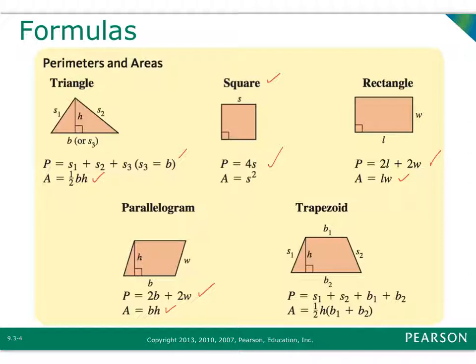And the trapezoid has two different bases, B1 and B2, and it has two sides, S1 and S2. And so for the perimeter, it's the sum of S1 plus S2 plus B1 plus B2. And for the area of a trapezoid, the area is 1/2 the height of the trapezoid times the parentheses of the addition of the top plus the bottom of the trapezoid.